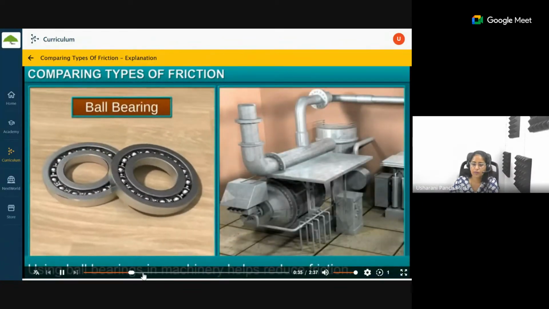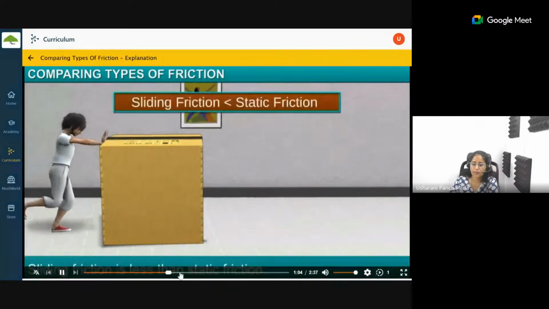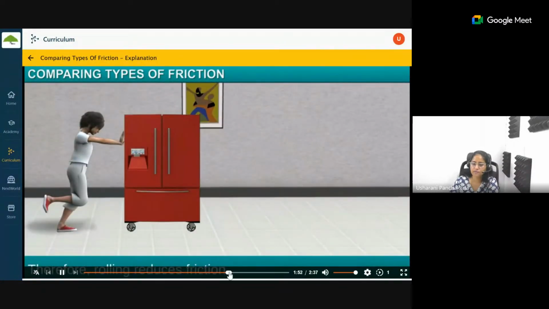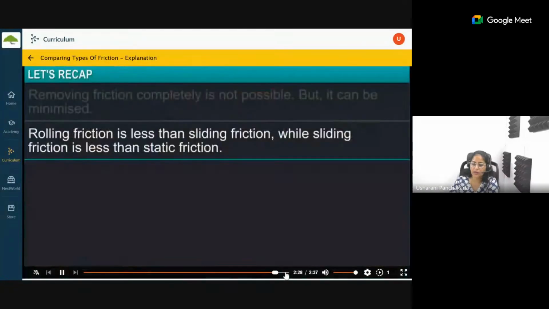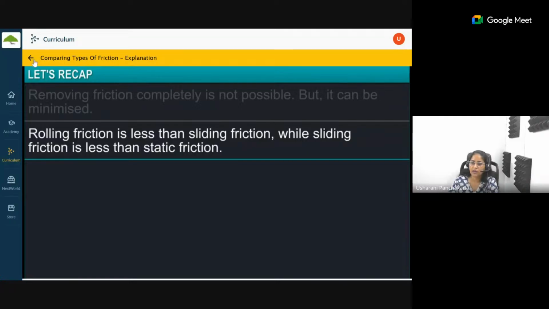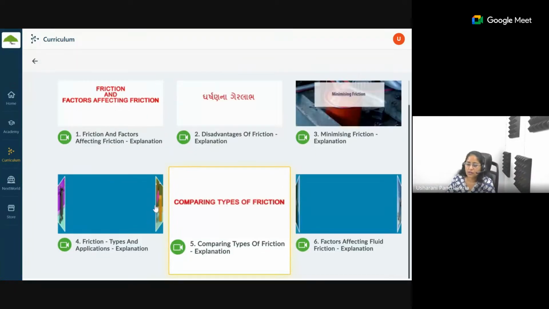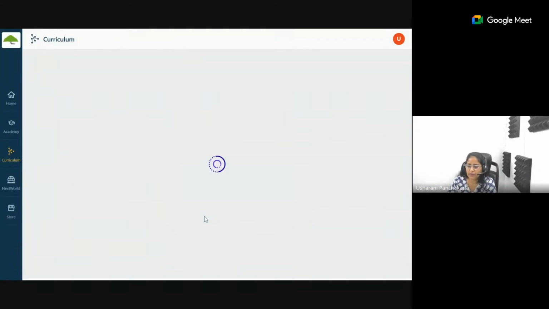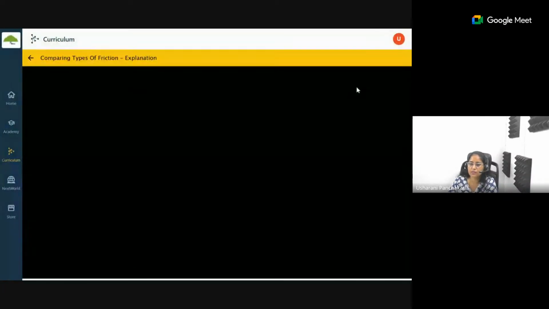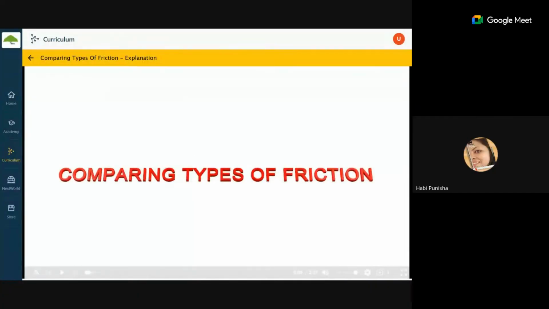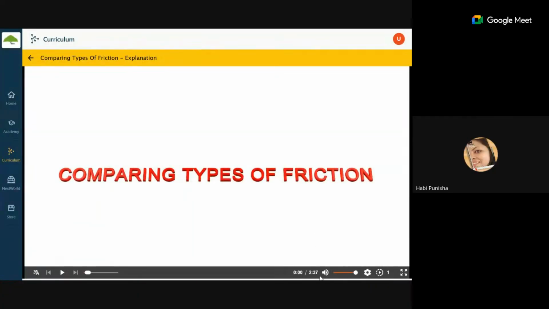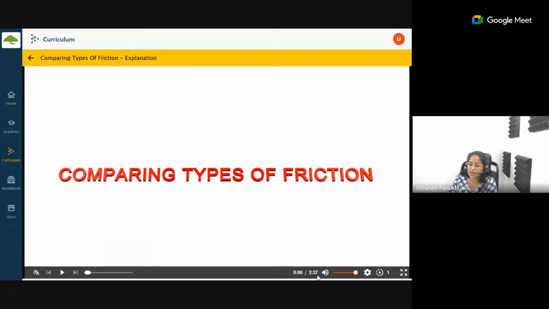Using ball bearings reduces friction. So this is where you have a set of examples given, and there is a summary of sliding friction and even static friction. And once that is done, have you observed the timing of this video? How many minutes is it? It's a micro learning, ma'am. Yeah, it's 2.37, less than 3 minutes. Okay, so you can still consider that as a micro learning.